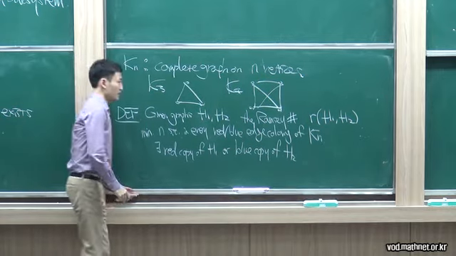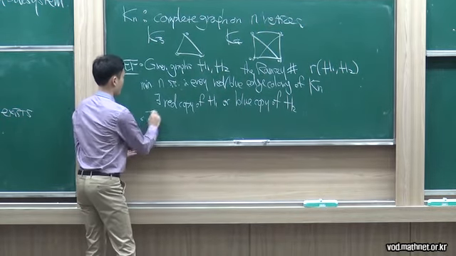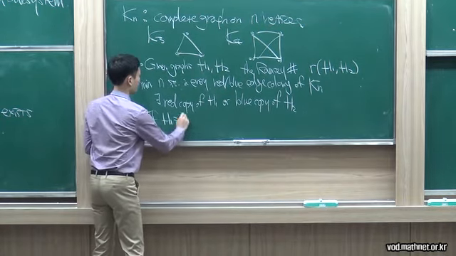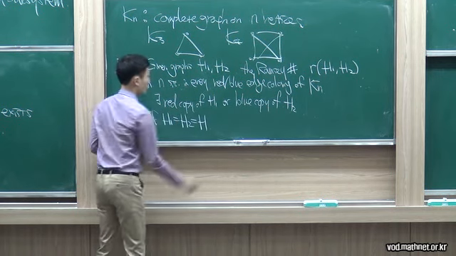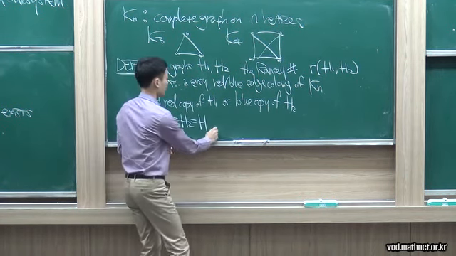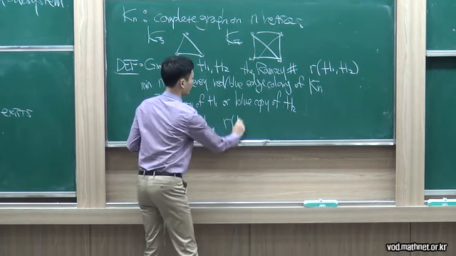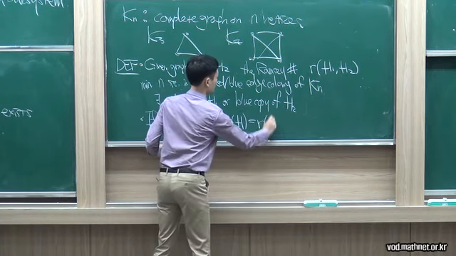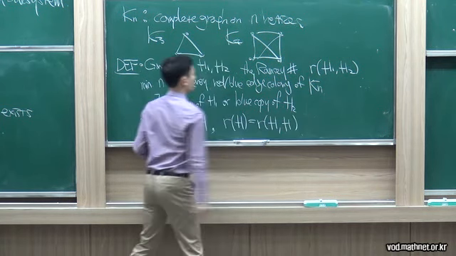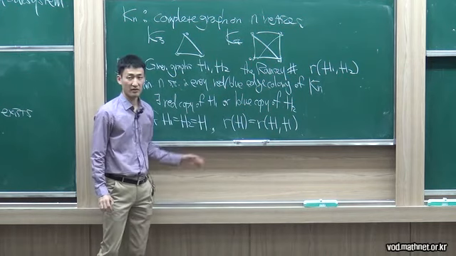And for another notation, if H1 and H2 are the same, these are said to be diagonal cases. I just say R(H) instead of R(H, H). And this is known as the Ramsey number of H.